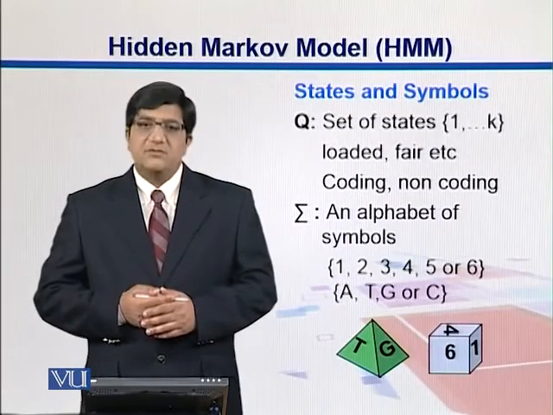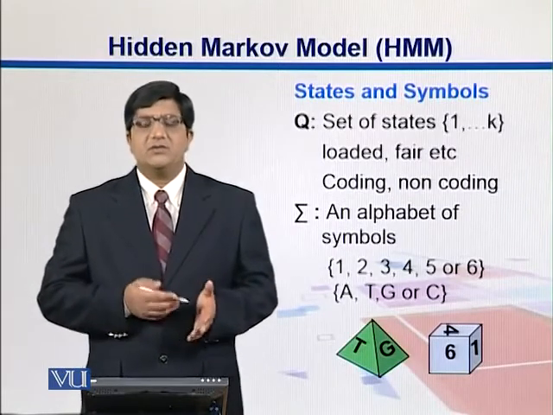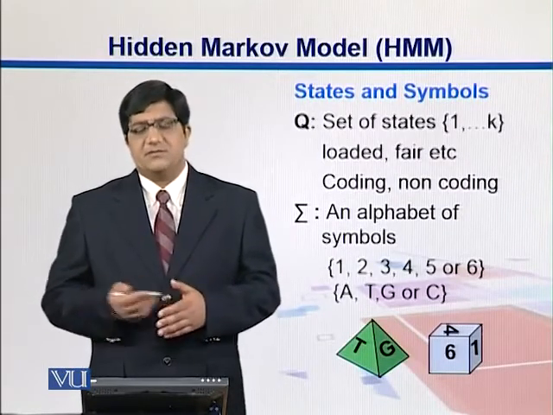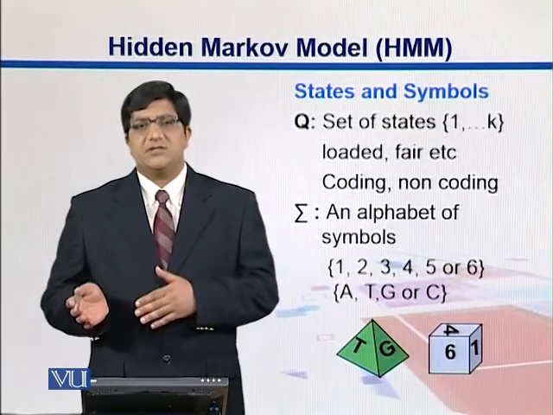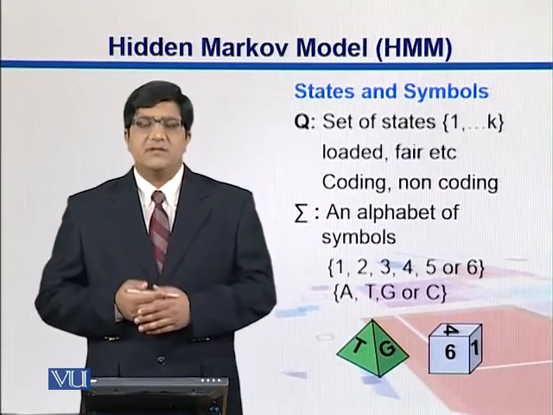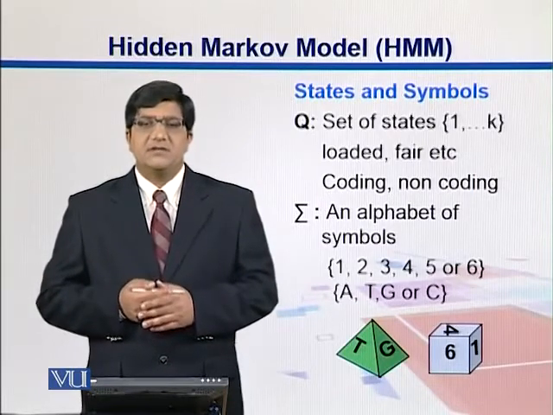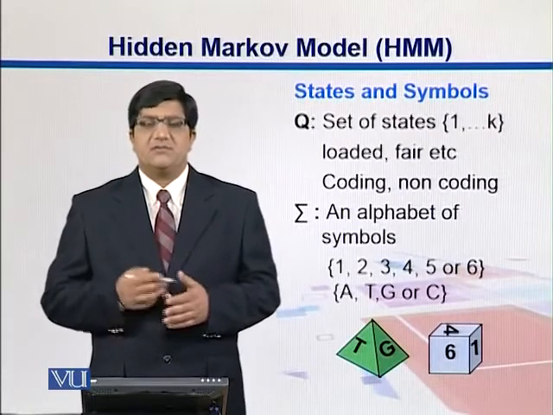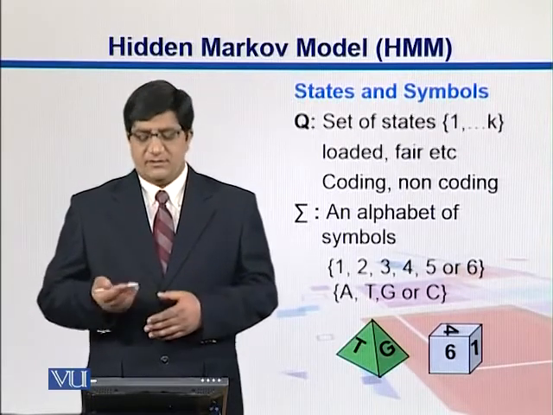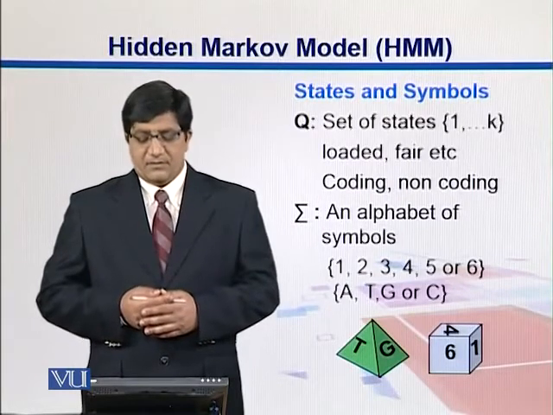So as I said, Q is the set of states. So you can have one through many states. For example, you can have coding gene versus non-coding gene models. In that case, you have two states. Head and tail is again two states, and a fair and loaded die are again two states. And sometimes you have more than two, up to n number of states.